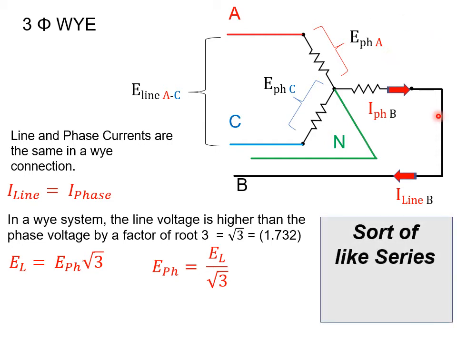You can sort of think of your Y connection sort of like a series circuit. If you remember your principles for series circuits, current is common. And that's what happens in a Y connection. My line current and my phase current are the same. And sort of like series, in a Y connection, the voltages add, where my two phase voltages add together to give me my line value. So in that sense, Y's are sort of like series.